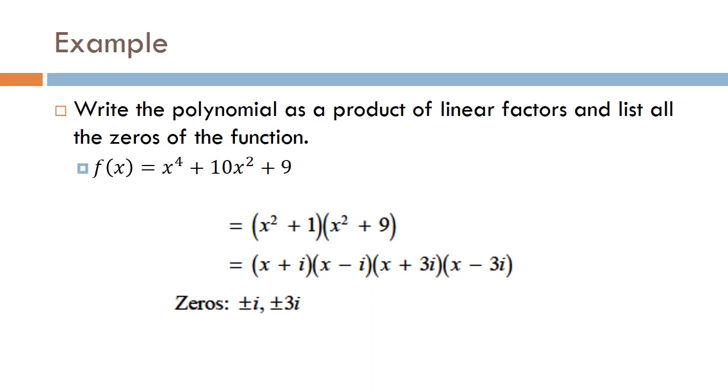So we'll factor. Instead of x plus 1 times x plus 9, it's going to be x squared plus 1 times x squared plus 9. And then you need to factor those. Well, you can really solve them. x squared plus 1 equals 0, so x is plus or minus i. x squared plus 9 equals 0, which means x is plus or minus 3i. And then you can put those into the factors: x plus i, x minus i, x plus 3i, x minus 3i.